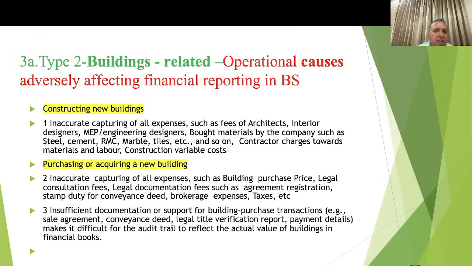Building can be either constructed or can be purchased. Now for constructing the new buildings: inaccurate capturing of all expenses such as fees of the architects, interior designers, MEP engineers, then cost towards the bought out materials by the company such as steel, cement, RMC, marble, tiles, etc., and so on, or contractor charges towards materials and labor construction variable costs. In fact, contractors at times can also include the scope of steel, cement, RMC, marbles, etc. in their scope.